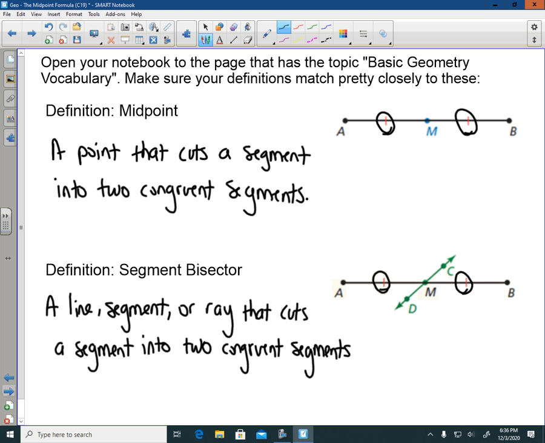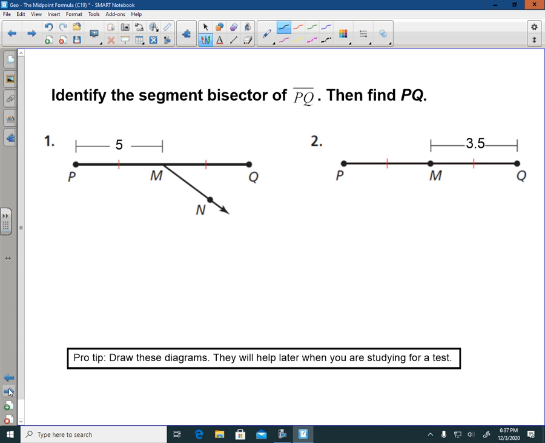You might want to pause and record these definitions on basic geometry vocabulary if they're not quite right. And then let's move on to your new note page and start talking about midpoint stuff. So again, it's really important to think about the fact that eventually you're not going to be watching this video and you're going to want to study for a test. And so having diagrams, these pictures drawn in your notebook next to the calculations or the definitions can be really helpful. So just pro tip, draw these diagrams.